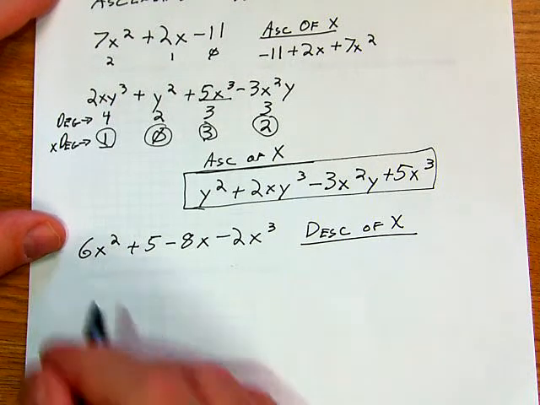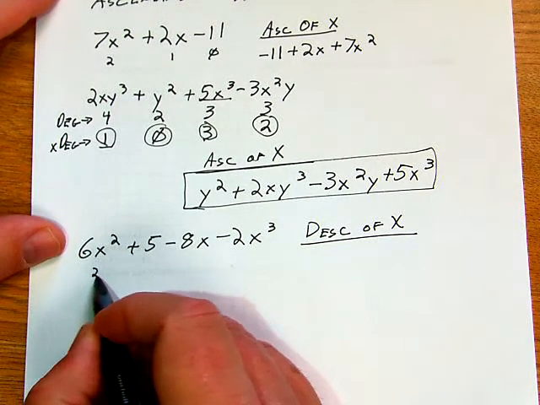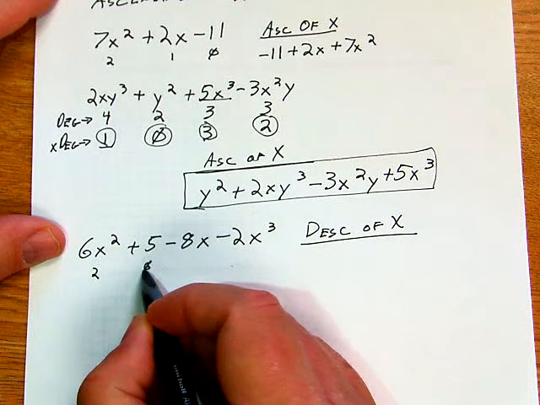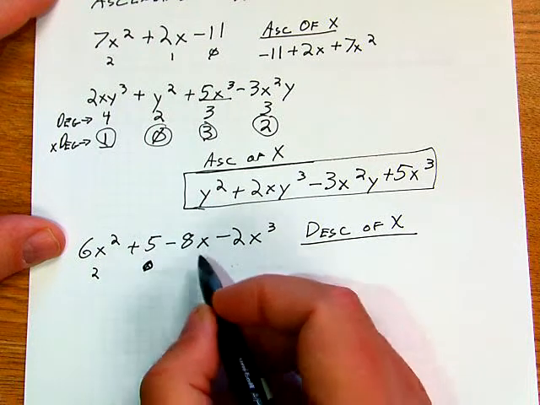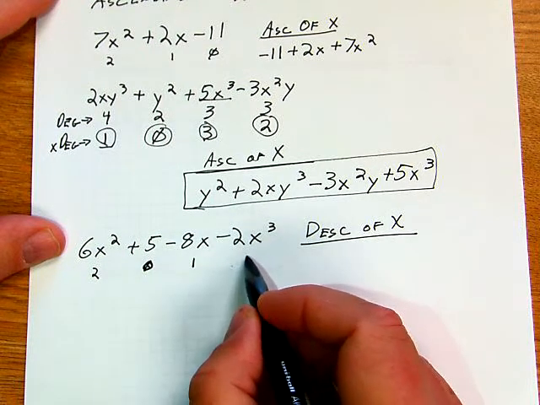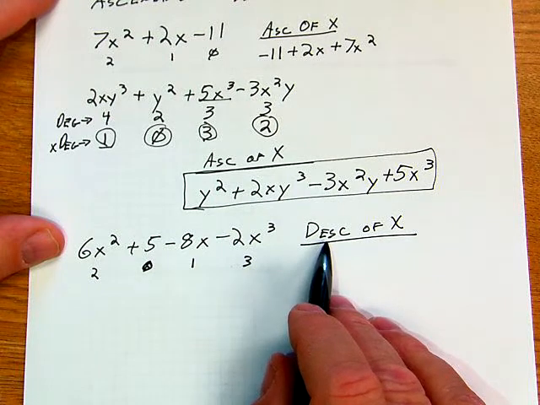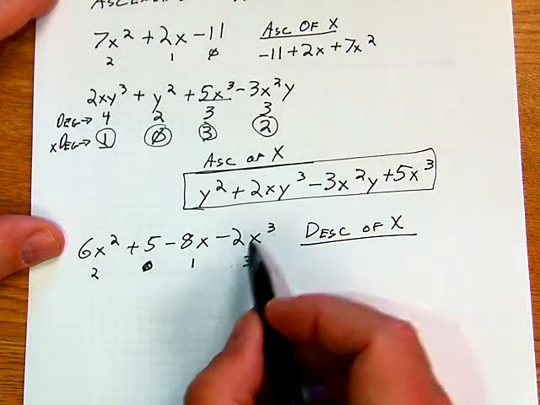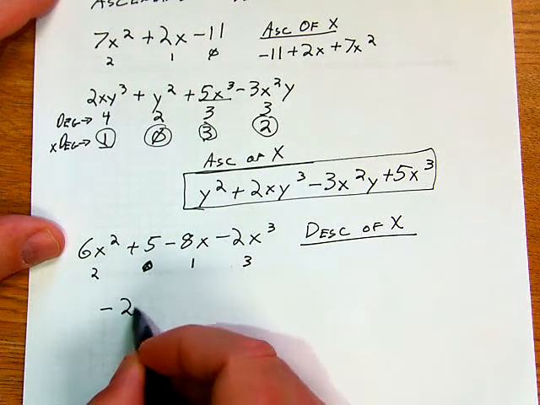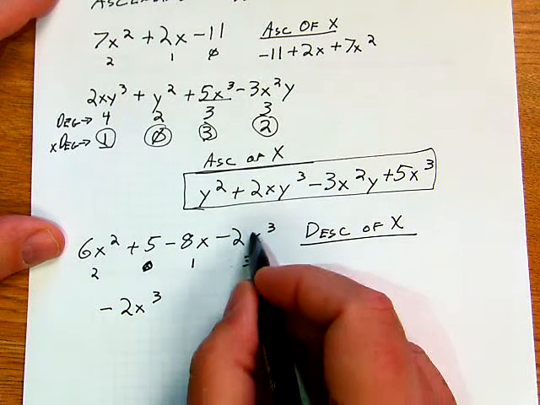Okay, so let's find the degree. This guy is a 2. This guy is a 0. This guy is a 1. And this guy is a 3. So we want to descend now. We want to go from the biggest to the littlest. So the biggest is this guy. So we start with negative 2x to the third.